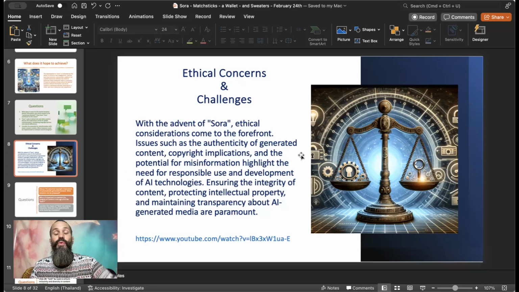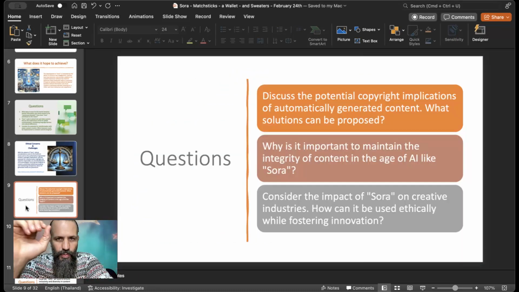Again, always using these words that come up from past lessons. Paramount, great thing. We don't always want to just use the word important, critical, key, vital. Those are all important. Paramount, another one to describe important factors. The three questions that go with this are: discuss the potential copyright implications of automatically generated content. What solutions can be proposed?